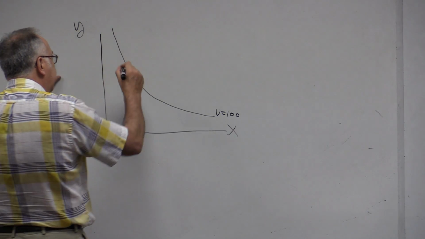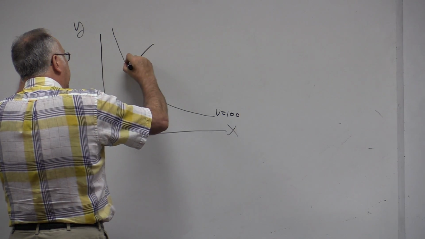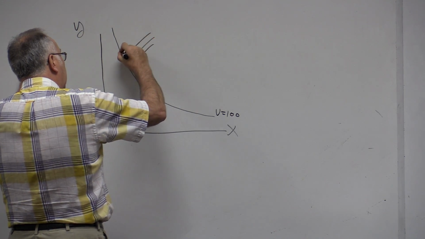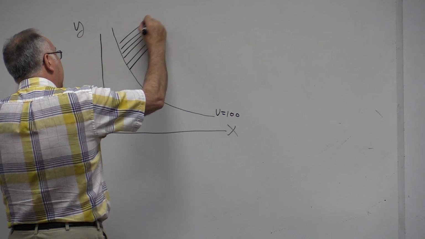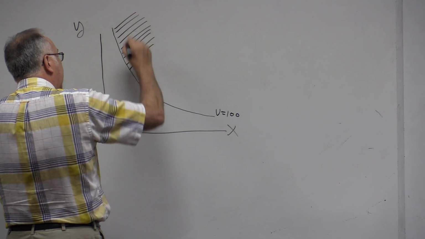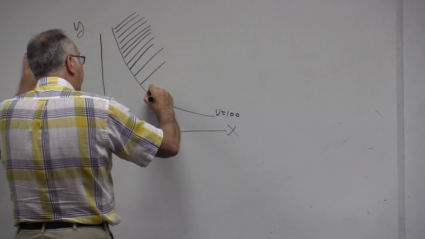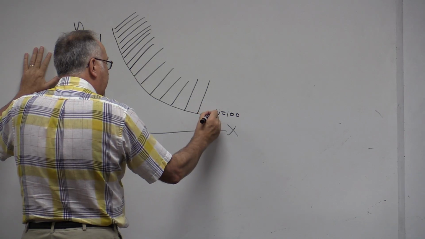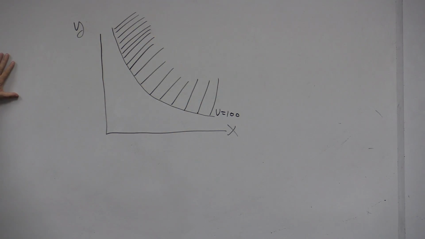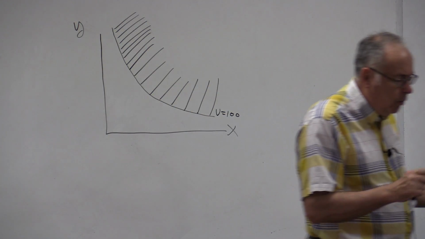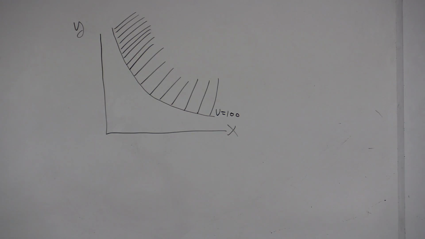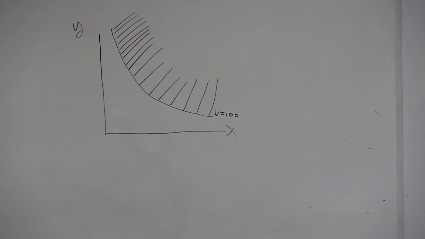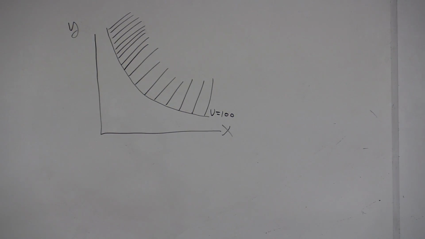What is the upper contour set? That's all the values of x and y that give you a utility of 100 or more. So the upper contour set would just be all the area to the right or above the indifference curve. So this would be the upper contour set. And you can see this upper contour set is a convex set. A convex set is a set where you connect any 2 points in the set with a straight line, and all the points along that straight line are also within the set.